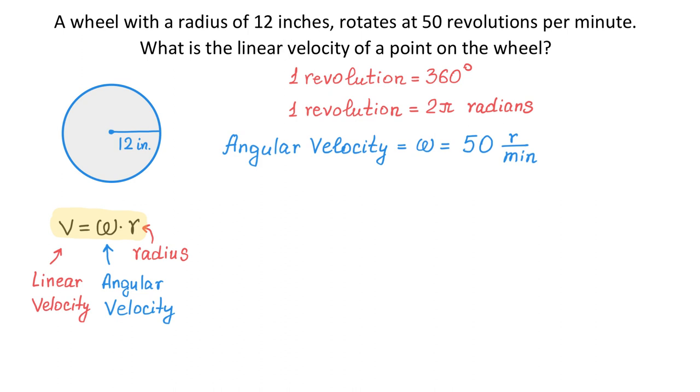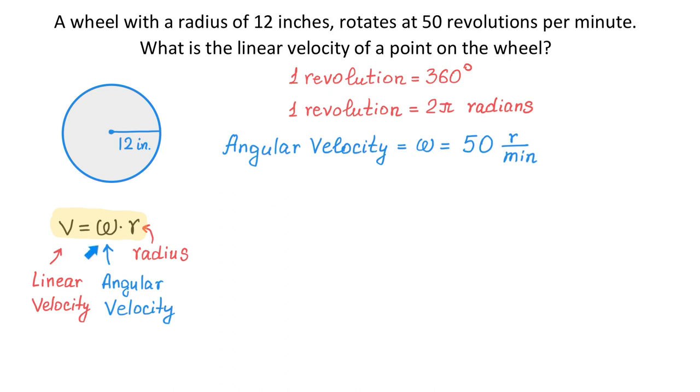So, in this formula, if we are given the angular velocity, that is, in radians per unit of time, and we multiply it by the radius, we will get the linear velocity. If you are not familiar with this formula, then I will leave a link in the description below for a video that is an introduction to linear and angular velocity.